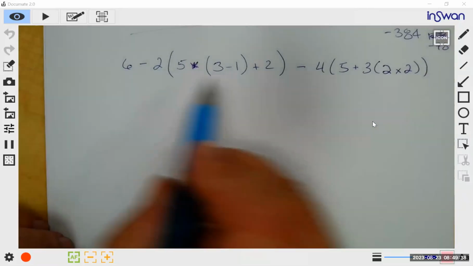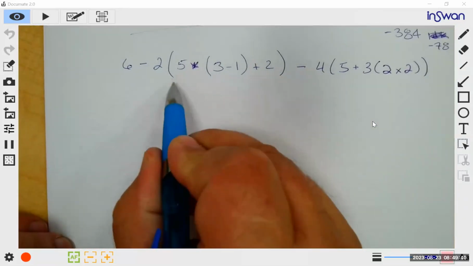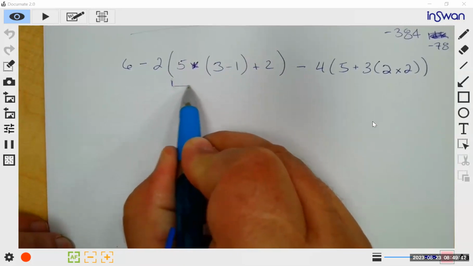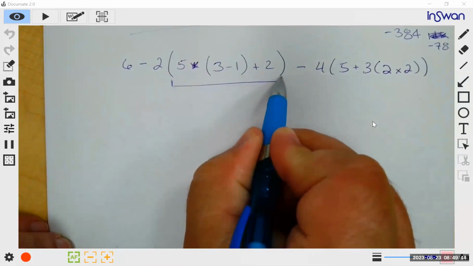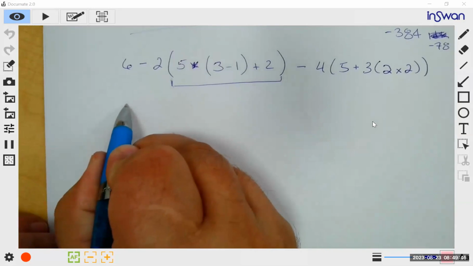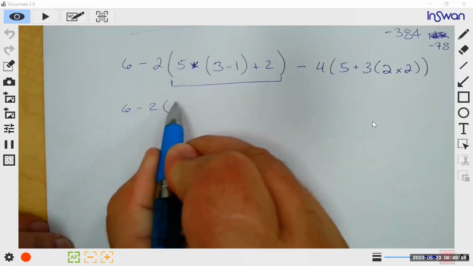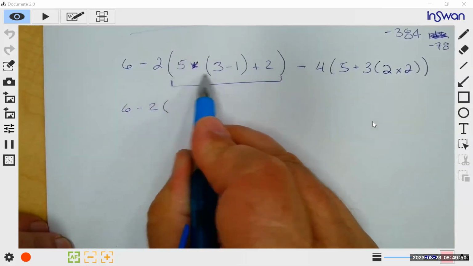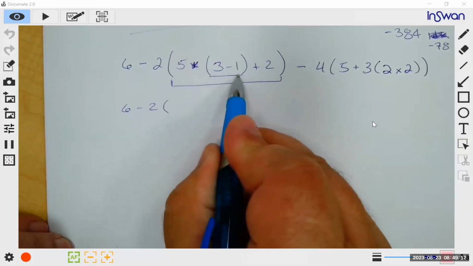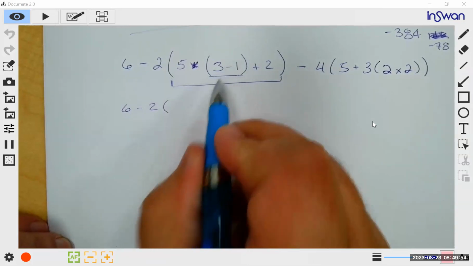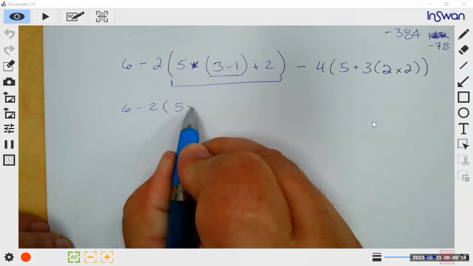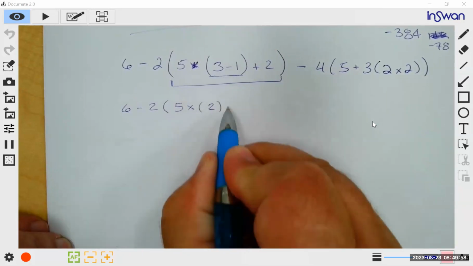All right. Left to right. We got a parenthesis here. It ends there. So we got to do inside there. Inside here, reading left to right, we get to this parenthesis, so we got to do that first. 3 minus 1 is 2.